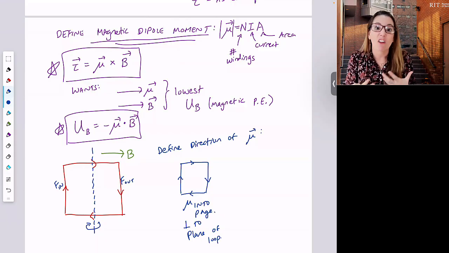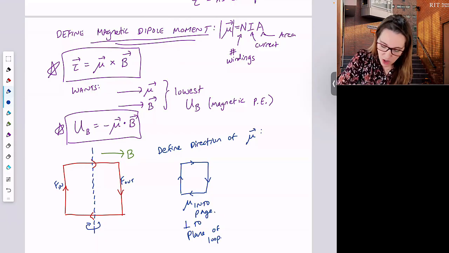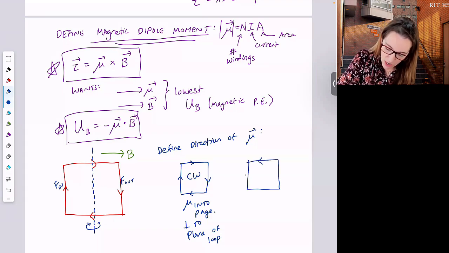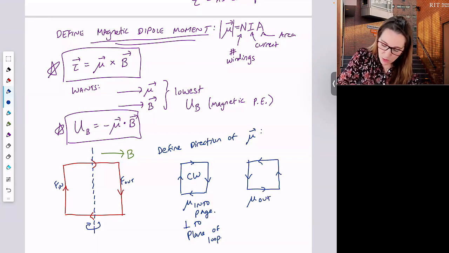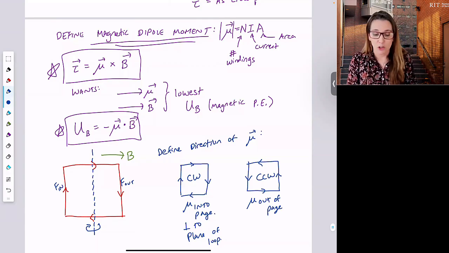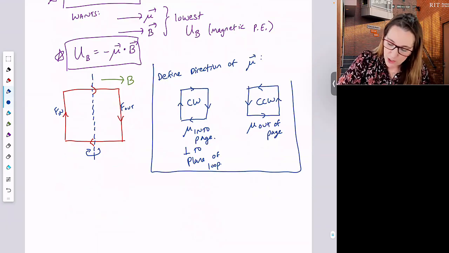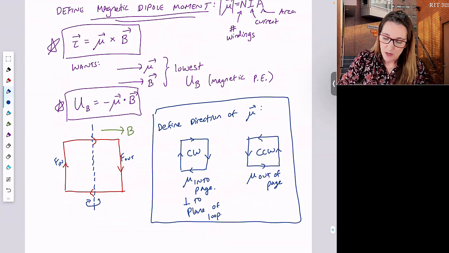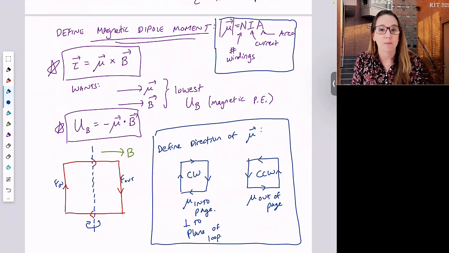So it's basically along our area vector, and which way it is depends on whether it's clockwise, or if I draw my counterclockwise current, then this would be a mu out of the page, again perpendicular to the plane of that loop. So we're going to define the direction of mu here, and then we defined the magnitude here.